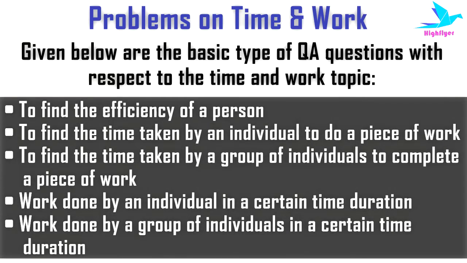First, to find the efficiency of a person. Second, to find the time taken by an individual to do a piece of work. Third, to find the time taken by a group of individuals to complete a piece of work. Fourth, work done by an individual in a certain time duration. Fifth, work done by a group of individuals in a certain time duration. So mostly the questions which are being asked may involve one of these things.